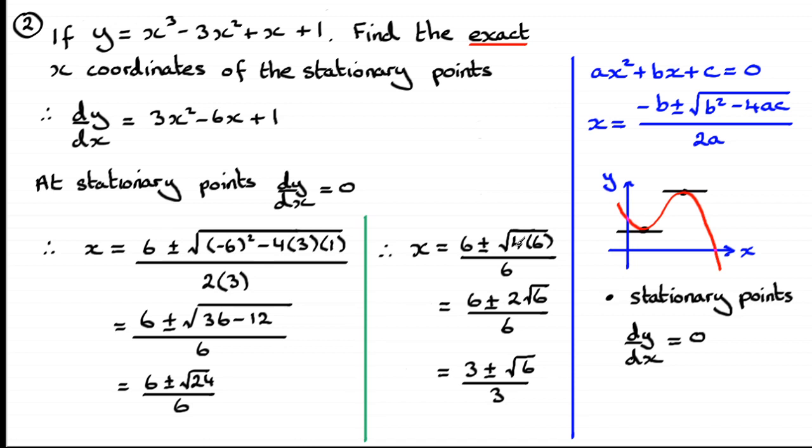The root of 24 can be broken down to the root of 4 times the root of 6. You can square root 4 and get 2. And you can divide top and bottom by 2 and you'll get this result here: 3 plus or minus root 6 over 3. So if you didn't get that, hopefully you can see how to do it.